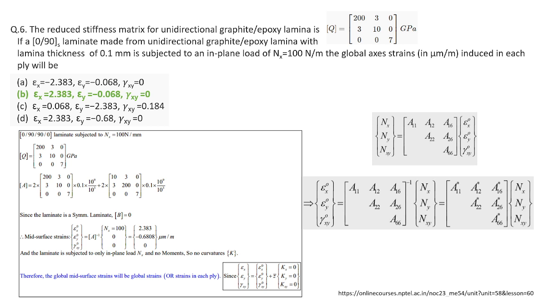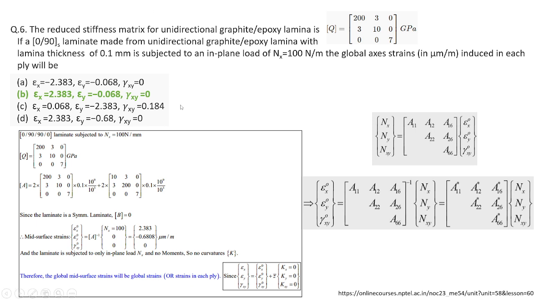The next question is: the reduced stiffness matrix for a unidirectional graphite epoxy lamina is given. If a 0/90 symmetric laminate made from the unidirectional graphite epoxy lamina with a lamina thickness of 0.1 mm is subjected to an in-plane load of Nx of 100 Newton per meter, the global axis strains induced in each ply will be?